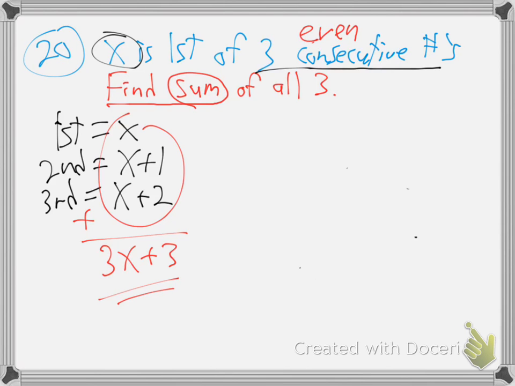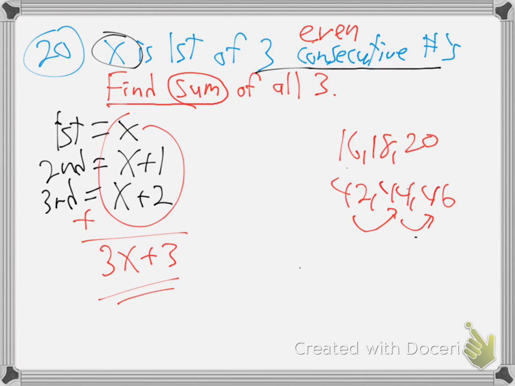So that'd be like 16, 18, and 20, or 42, 44, and 46. 3 even numbers in a row. Okay, so how much do these go up every time? Goes up by 2. And x is still the first one. We still start with x. But the second one now doesn't just go up by 1. It goes up by 2. And the next one, another 2. Just go up 2 more every time. Does that make sense? Because they said they're even, so they have to go higher by 2 every time.